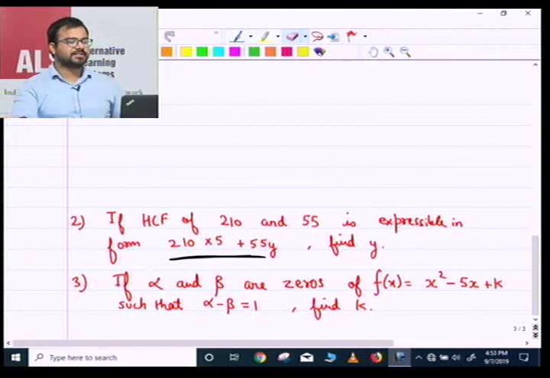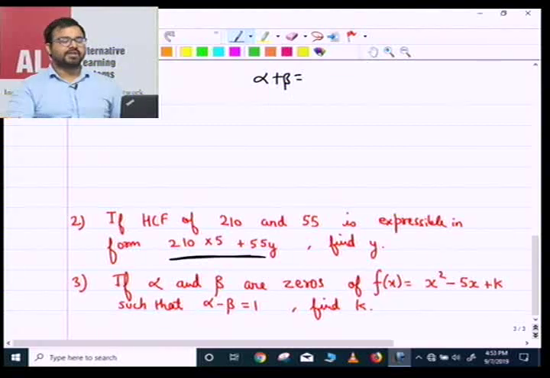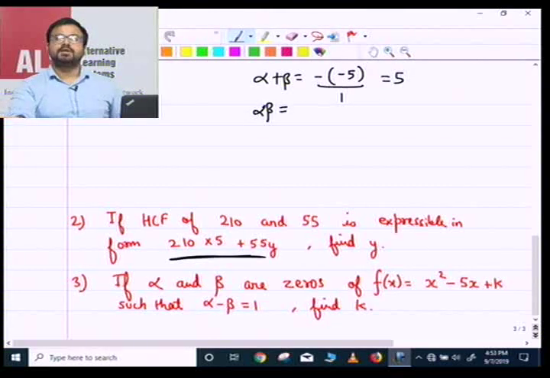So third question says alpha and beta are the zeros of this polynomial, and alpha minus beta is equal to 1. So if alpha and beta are the zeros, we know that sum of roots is equal to minus b by a. Minus b by a means minus of b, the coefficient of x, and a is the leading coefficient, which is 1. So it will be 5, and product of roots would be c by a, which is k.